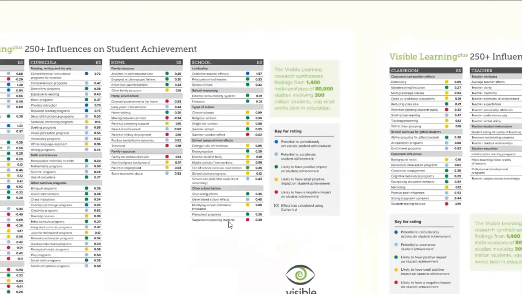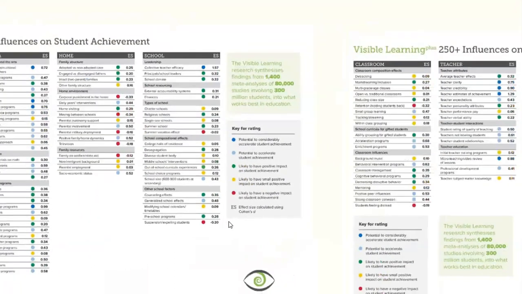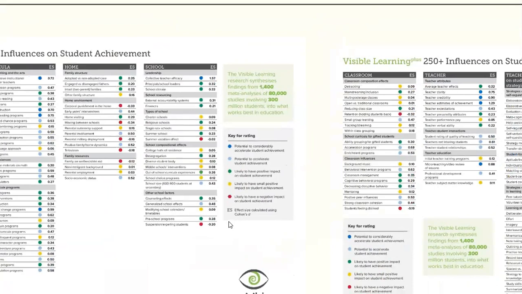But if you look, let's see if I can zoom a little bit. He has blue, like a light blue, green, yellow, and red. Blue is what is potentially considered to accelerate student achievement. The light blue is potential to accelerate student achievement. So dark blue is considerable, and then light blue is potential. Green is likely. Yellow is to have a small effect, and red is actually to be adverse.